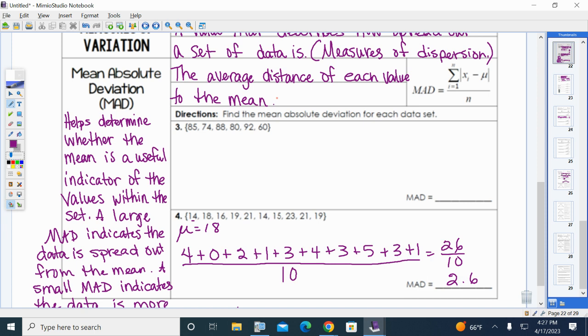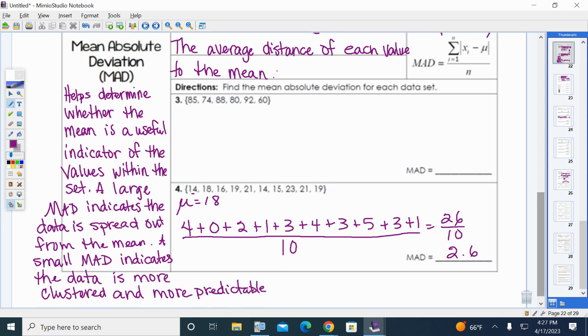Now, I do want to talk to you really quick. I have a lot of information written here on the left about MAD. MAD will help determine whether the mean is a useful indicator of the values within the set. A large MAD indicates the data is spread out from the mean. A small MAD indicates the data is more clustered and more predictable.